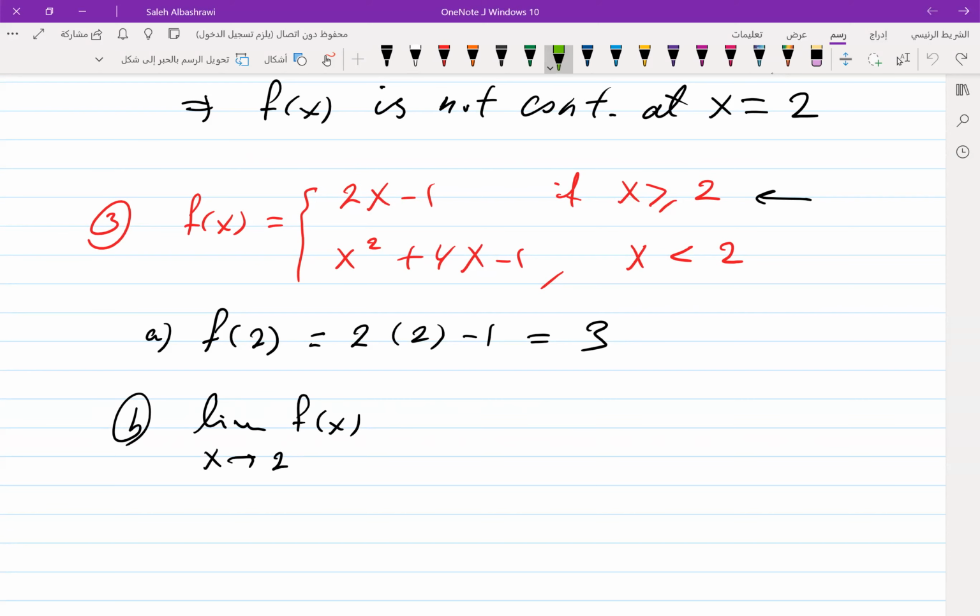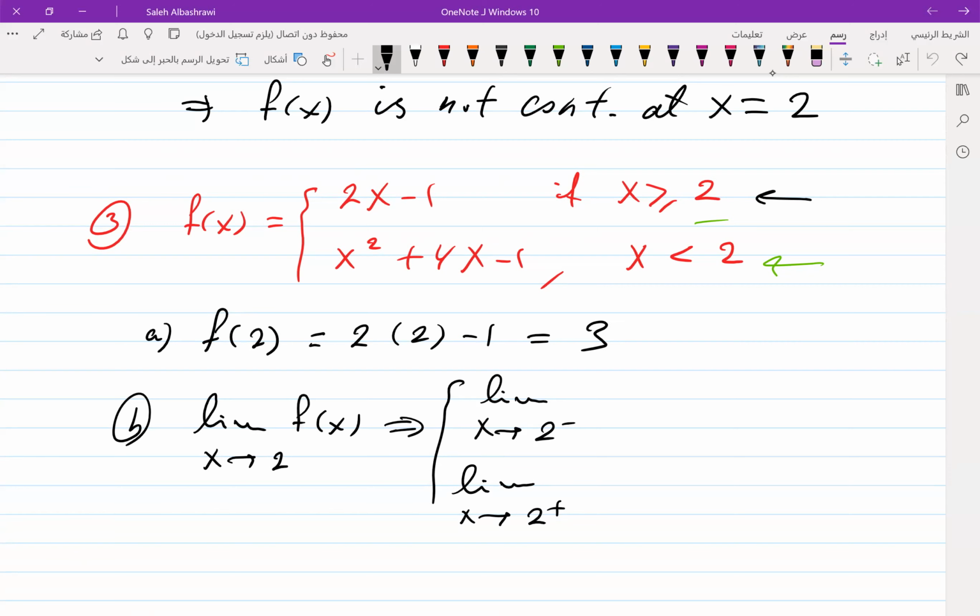But since we have x greater than 2 and smaller than 2, it means I need to check the two limits, the two sides, the right limit and left limit in this case. So I need to find the left limit, x goes to 2 minus, and the right limit, 2 plus.